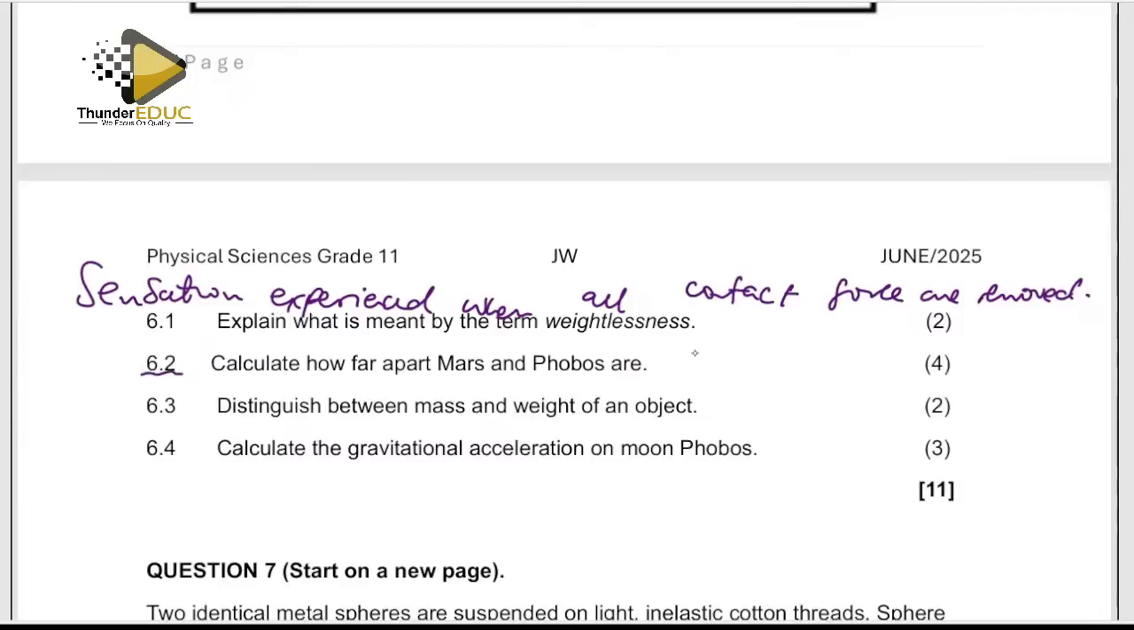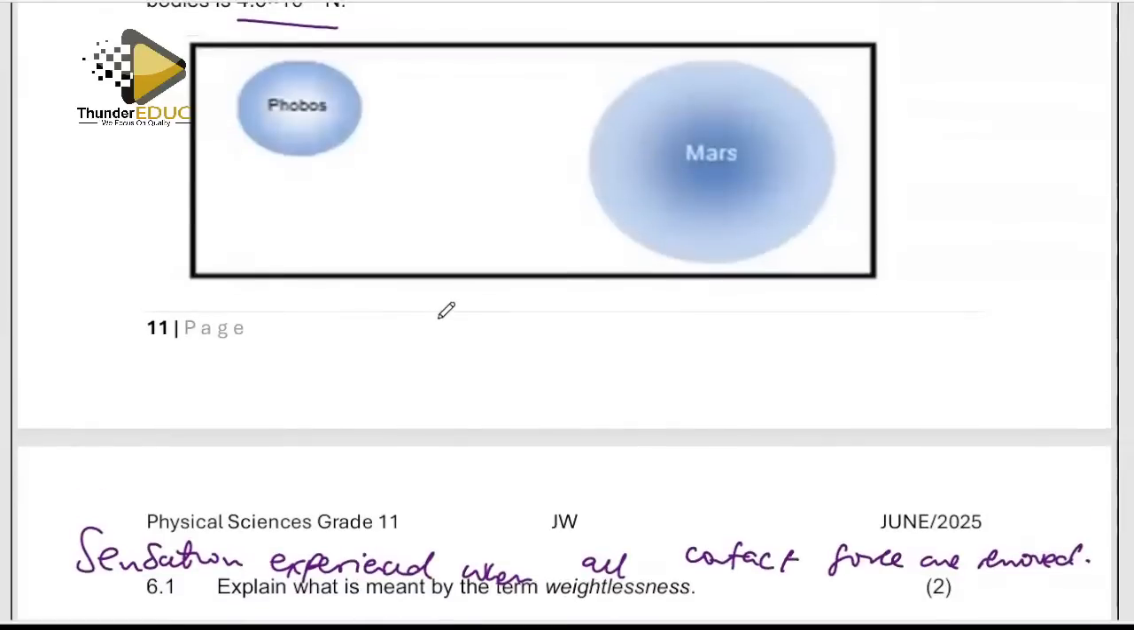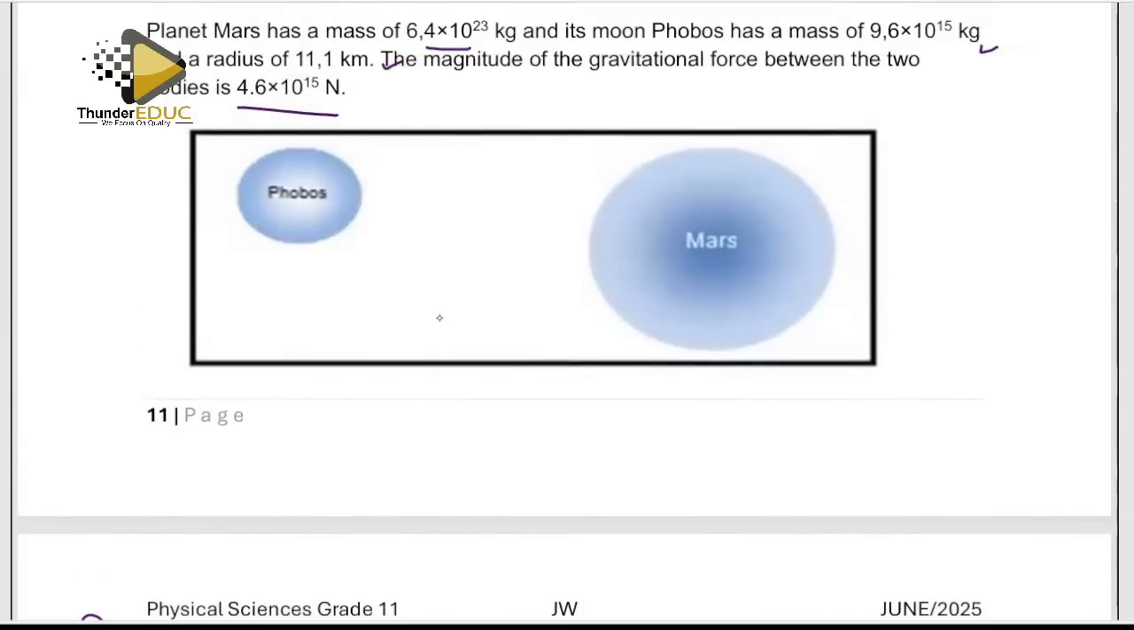Then 6.2, calculate how far apart Mars and Phobos are. So they want us to get the distance between them. So from Newton's law of universal gravitation, we can get R squared.